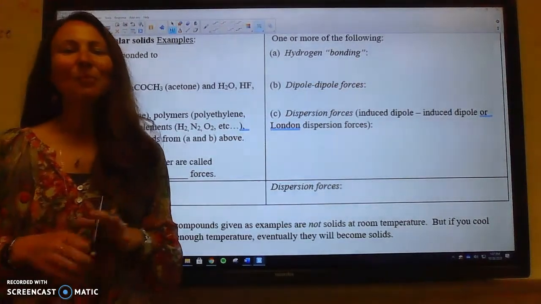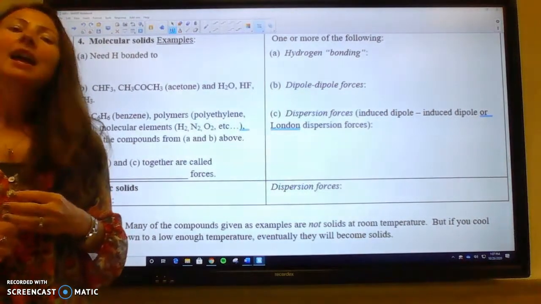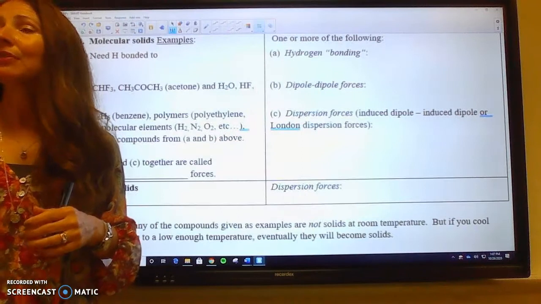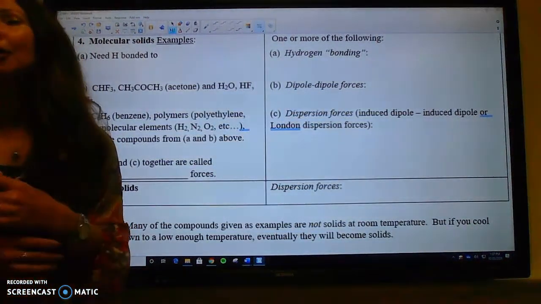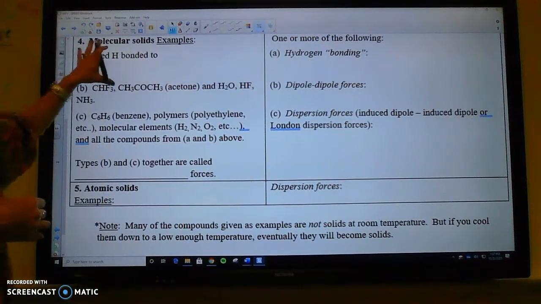Hey guys, so we are going to continue our lesson on intermolecular forces, and we are going to focus on the three types of intermolecular forces and the effects they have on the properties of compounds. Okay, so these are guided notes.